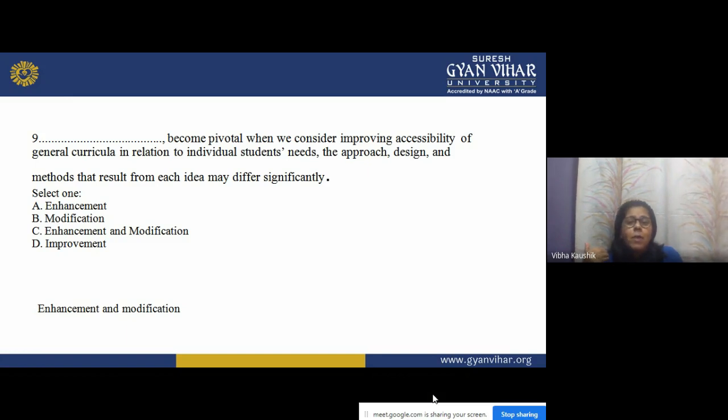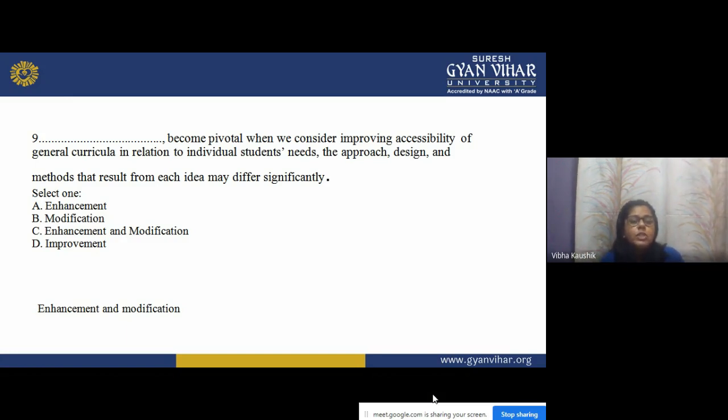curriculum has been designed or made, and method that result from each idea may differ significantly, and the methods that result from each different idea, and these things differ significantly from each other.